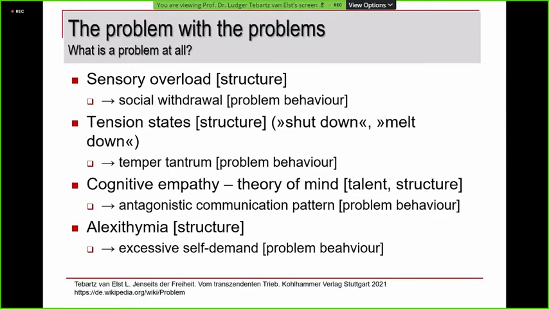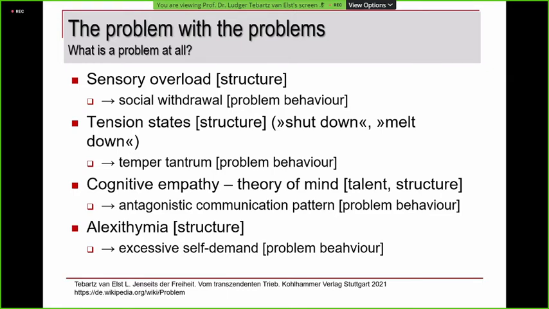Typical structures lead to typical problems. For example, take the autistic person. The sensory overload is a structure, but this typically leads to a situation where an autistic person would withdraw socially from other people. They avoid going out, they avoid being in groups, they avoid going to parties. Tension states, for example, are structures. It's like a pain, you cannot change it. But tantrums, that you start shouting, biting, spitting, complaining, that of course is not a structure, that's a problem behavior.